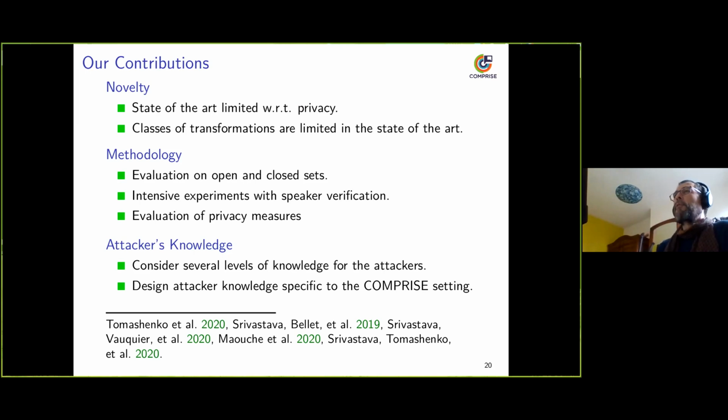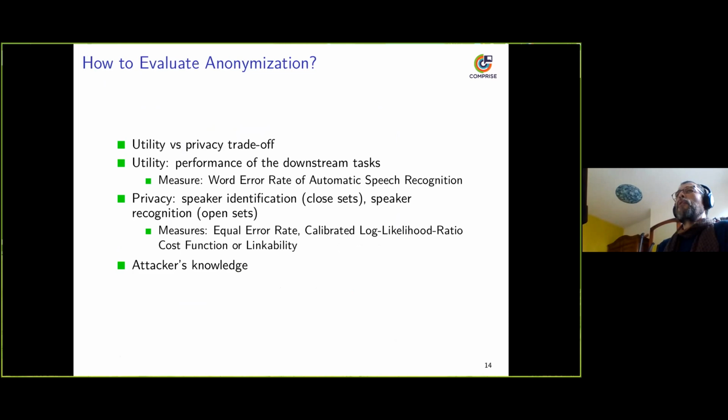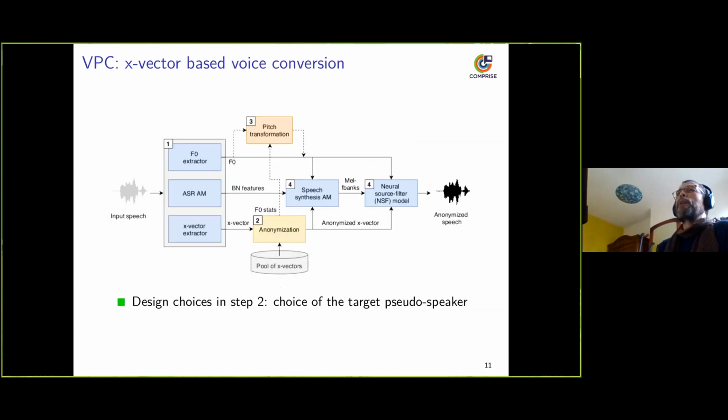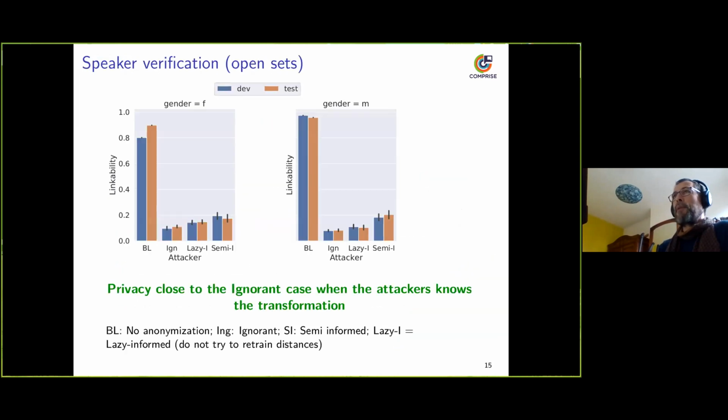Something I have missed is the word VPC. Why do we call this method VPC? Because it was linked to a voice privacy challenge, and it was in fact the baseline of this proposed voice privacy challenge. And of course, the participants of this challenge were not able to beat this transformation. This has been done in collaboration with other researchers in the Comprised project, so we keep this name VPC.